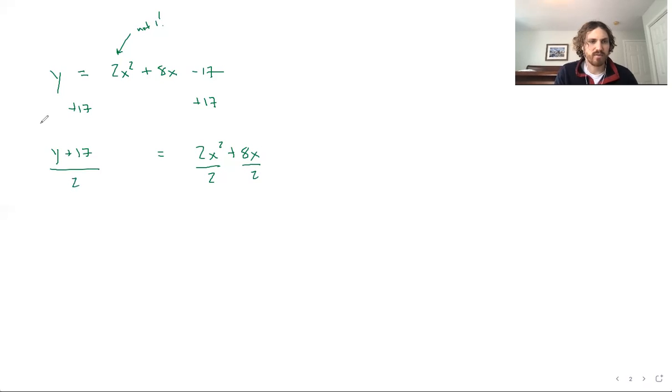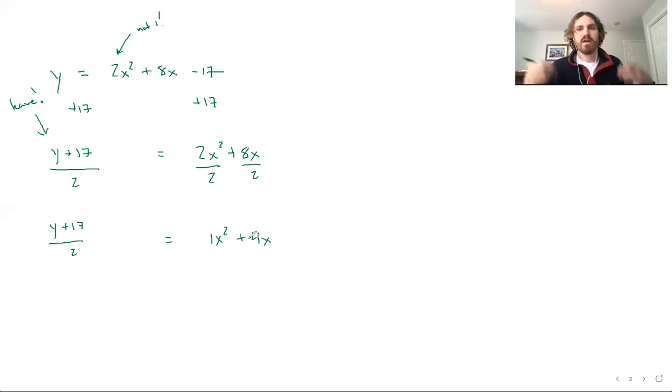Do not try and simplify this. Just leave it because we're going to end up undoing this stuff later. So this is going to give me y plus 17 over 2 is equal to x squared plus 4x. So now I can complete the square because I have my leading coefficient a, which is 1. So now I'm going to complete the square in the same way. And remember that completing the square means adding the value to make a perfect square trinomial that can then be factored to a binomial squared.